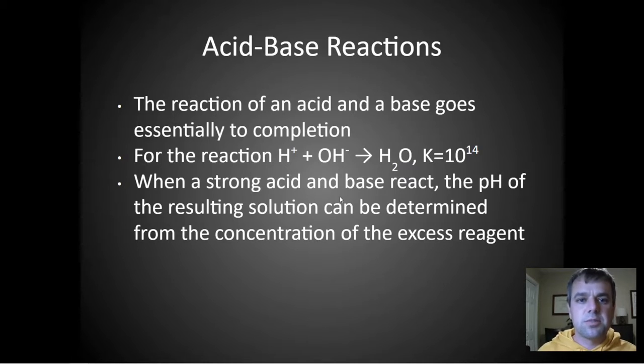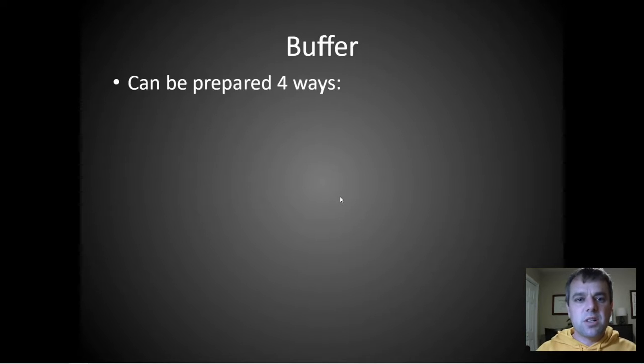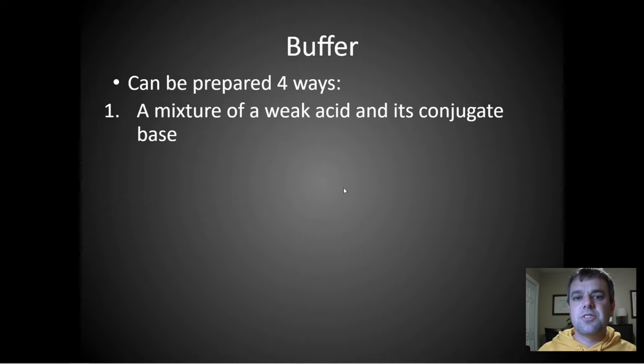A buffer, I'm going to show you how you make a buffer, and then I'll show you what a buffer does. So a buffer can be made in one of four different ways. The first is you take a weak acid and its conjugate base and you mix them together. So if you took, for instance, hydrofluoric acid and something that contains the fluoride ion like potassium fluoride, or if you take acetic acid and sodium acetate, that would make a buffer.